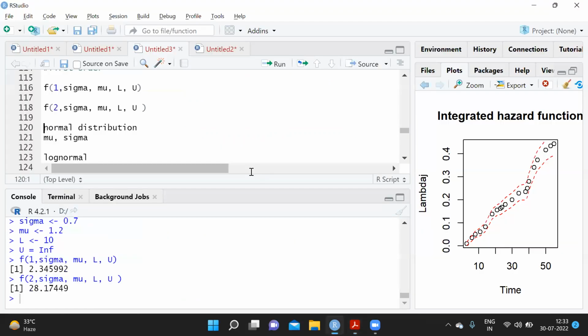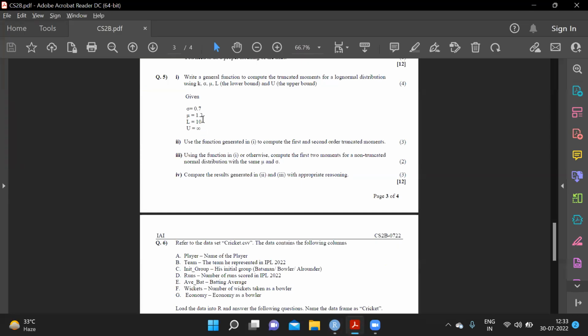Then they have told us to use the function one or otherwise compute the first two non-truncated moments of a normal distribution. Normal distribution with mu and sigma will just be the values of mu and sigma, that is 1.2 and 0.7. But I think this is a printing error mostly. It should be log normal distribution because the one above is a log normal distribution. We need to compare the results in the next part.